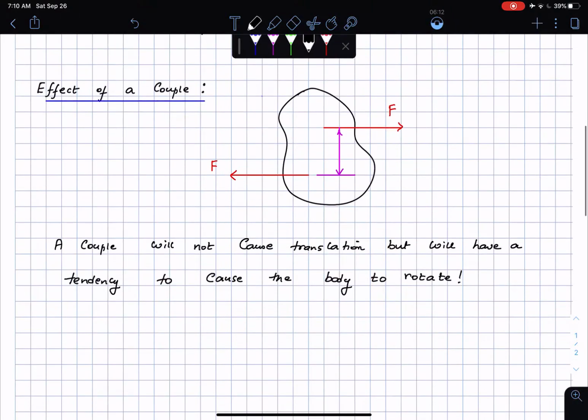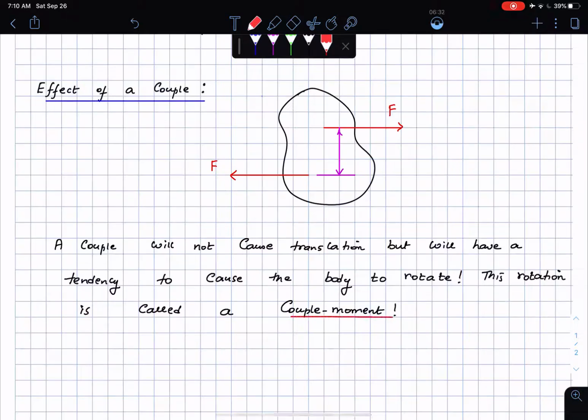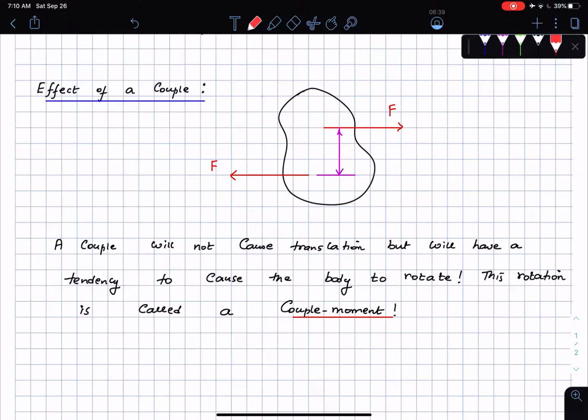Okay, and this rotation is called a couple moment. That's a fairly important word for us because we're going to be seeing many problems where there will be couple moments from now on. And let me try to squeeze this to the side here so that it doesn't come across as a distraction to us.